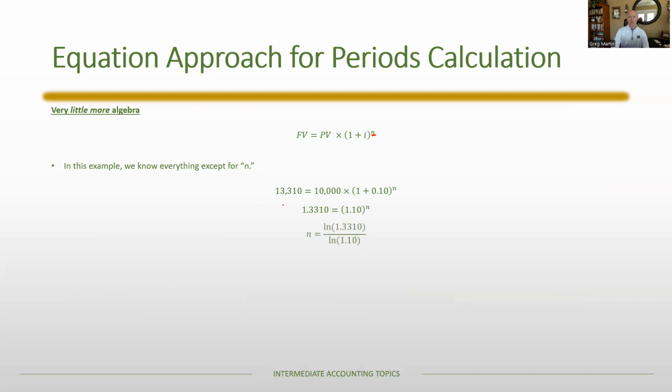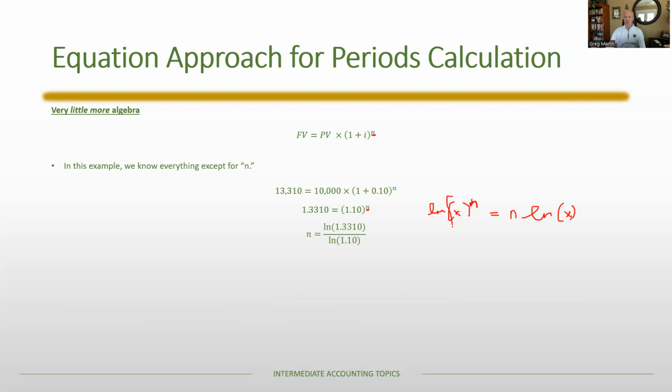Maybe you remember this from algebra: if I have an exponent and I want to solve for it, I can take the natural log of both sides, because if I take the natural log of the left-hand side and the right-hand side, they remain equal. That gives natural log of 1.3310 equals natural log of 1.10 to the nth. If that's the nth power, you can move the n out in front.